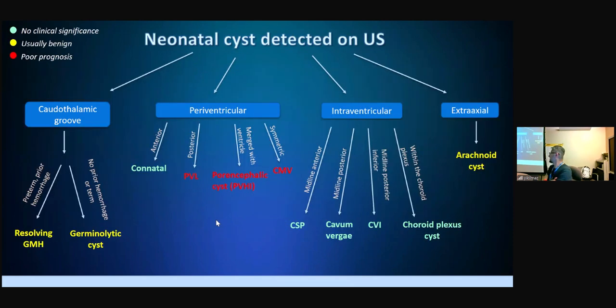So I tried to summarize the cysts here. Green is no clinical significance, yellow is usually benign, red is poor prognosis. And based on the location and based on some clinical findings, you can easily decide the origin of the cyst. And also the cavum anomalies, cavum variants are usually overcalled as cysts, by the way.